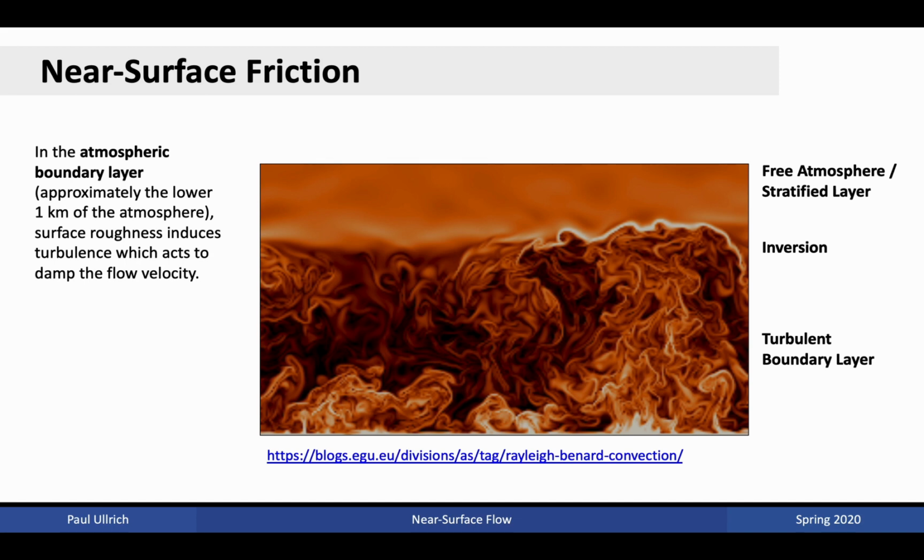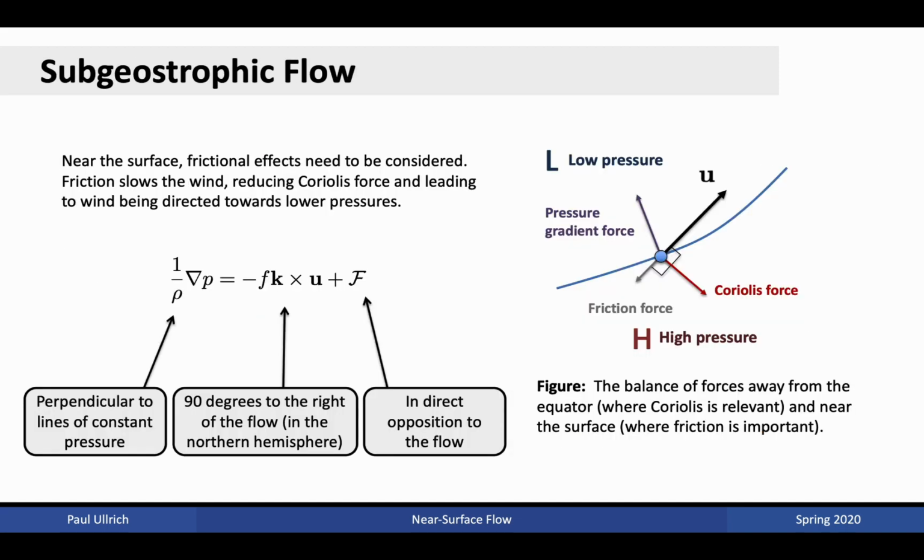However, in this atmospheric boundary layer region, approximately the lower 1 kilometer of the atmosphere, surface roughness is responsible for inducing turbulence, which then acts to damp out the flow velocity. In this regime, the frictional force can no longer be neglected. So let's consider all three forces together, and consider them in balance with one another. We must still have that the pressure gradient force is perpendicular to lines of constant pressure. This is purely a function of how the pressure field is laid out over the geographic region of interest, and is not dependent on the actual flow velocity.